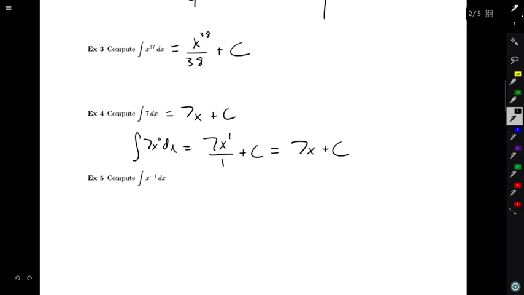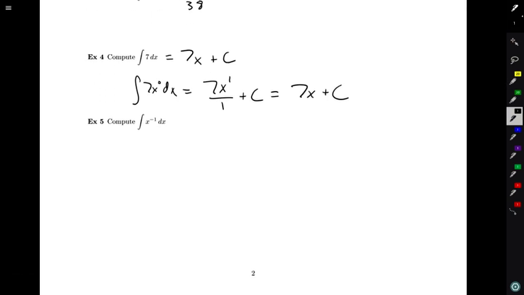Last, example 5, compute the integral of x to the minus 1 dx. Great, so we have a pattern going here. Let's continue to use it. Let's increase the exponent by 1. So we're going to increase it by 1 and divide by the new exponent and add c. And there should be a little bit of a red flag here because we've divided by 0. And the one thing we know we can't do is divide by 0, so we had better think about this in a little bit more depth here.